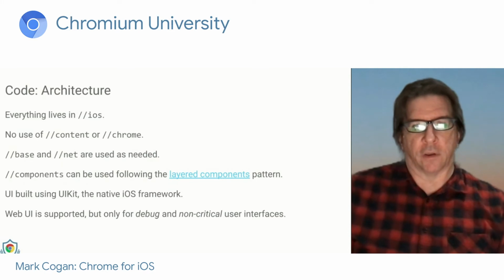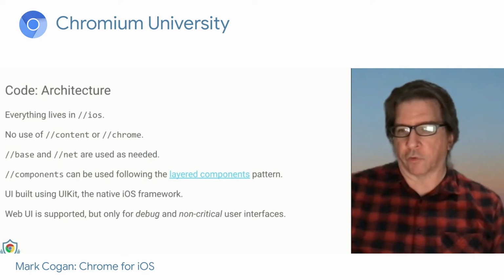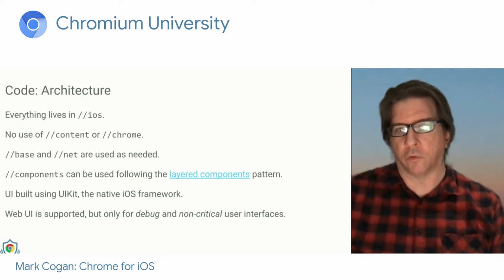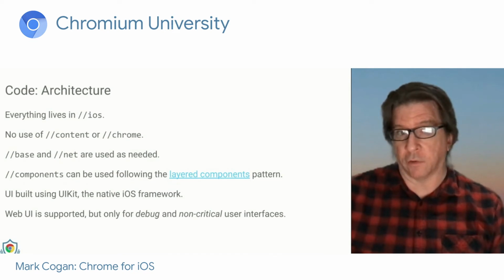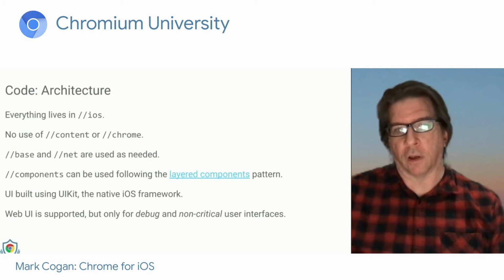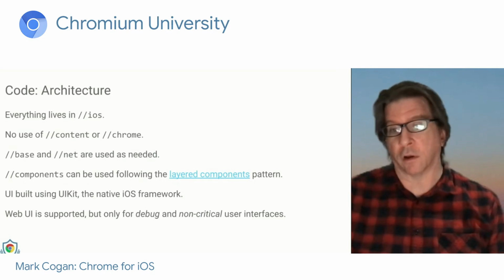So in terms of the layout of the code in the Chromium repo, basically everything for iOS Chrome lives in the iOS root directory. We don't use anything in content or /chrome. We don't use anything in content because that depends on using Blink. And files in /chrome can have dependencies directly on content. So we can't really use either of those things.